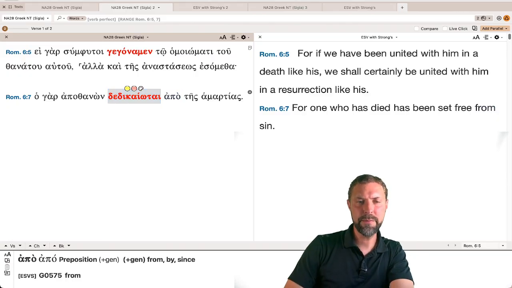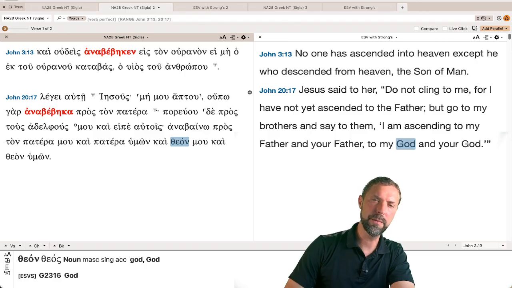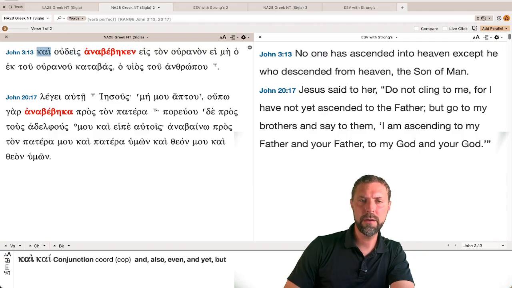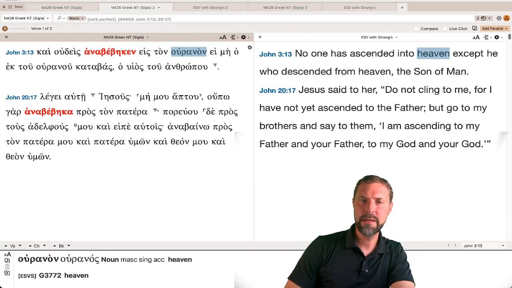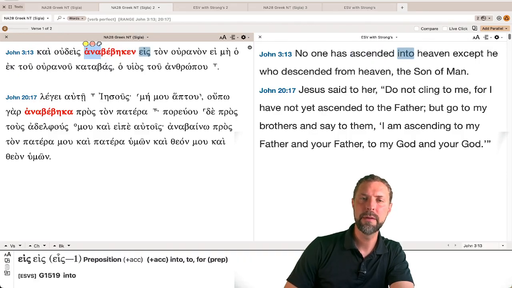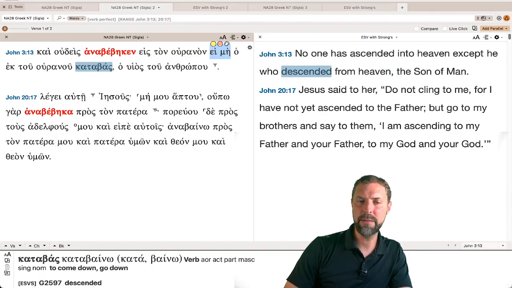One or two other examples. How about we go to John 3. And this will be helpful because it gives us an example of a verb that starts with a preposition. So no one has ascended. Ana on the front of it means up. And this is baino, to go up. No one has gone up into the heavens except, together we can translate in English as except, the one who came down from heaven.